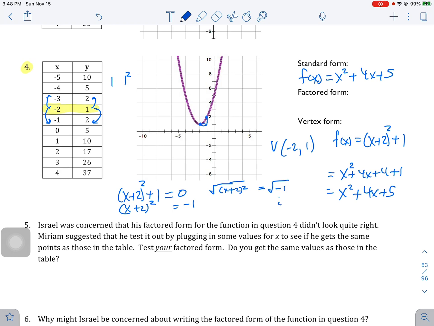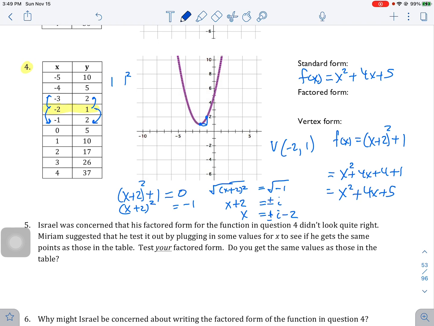Now, the square root of negative 1, we've already said is i when we looked at imaginary numbers. So now we've got x plus 2 is equal to i. If we subtract 2 on both sides, we've got i minus 2. And really it could be plus or minus i. So you could write it like this, plus or minus i, so plus or minus i minus 2.